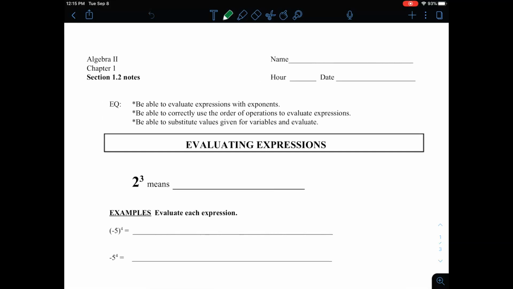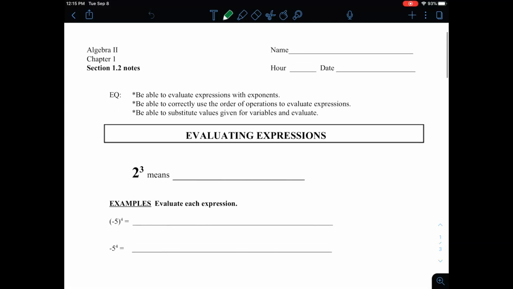All right, so evaluating expressions. Let me read the essential questions for us. Be able to evaluate expressions with exponents. Be able to correctly use the order of operations to evaluate expressions. Be able to substitute values given for variables and evaluate.